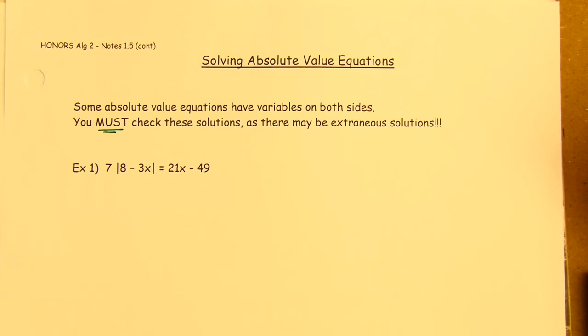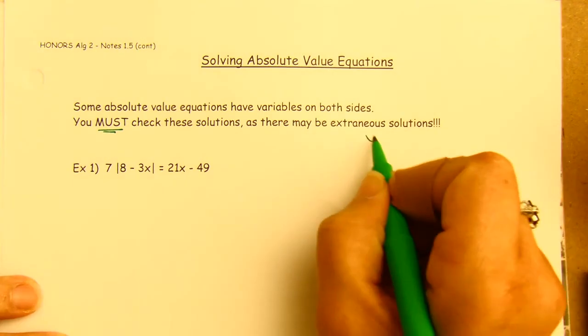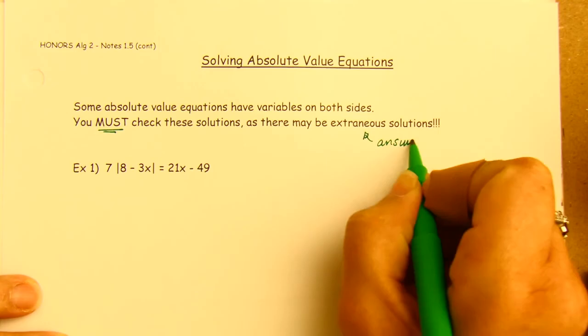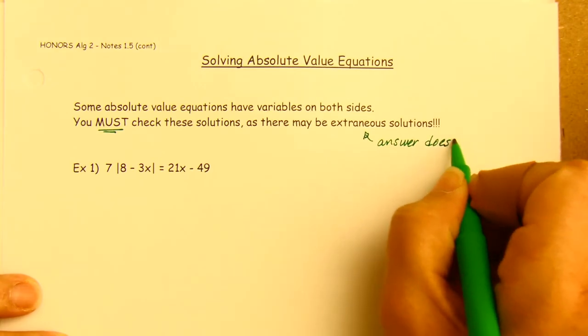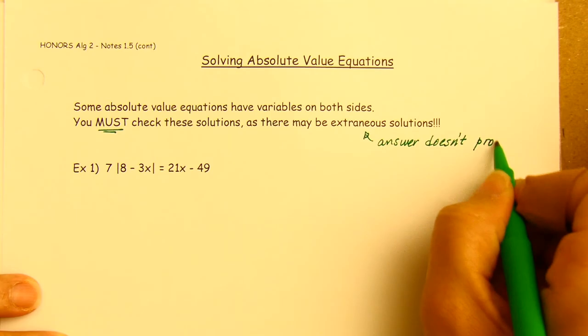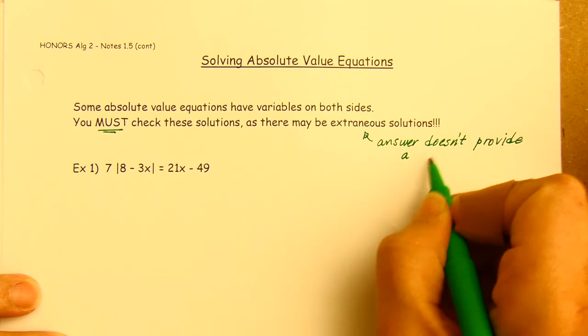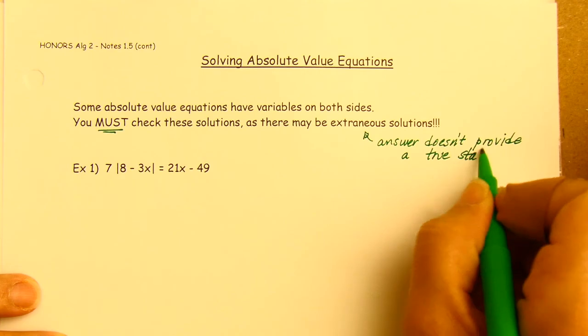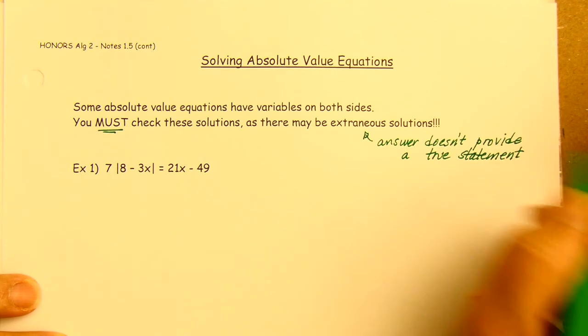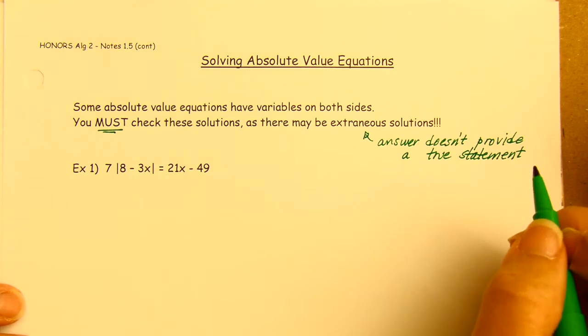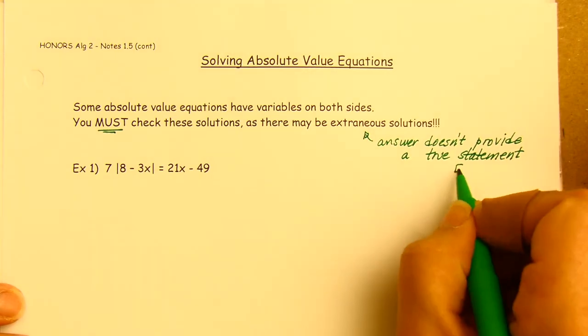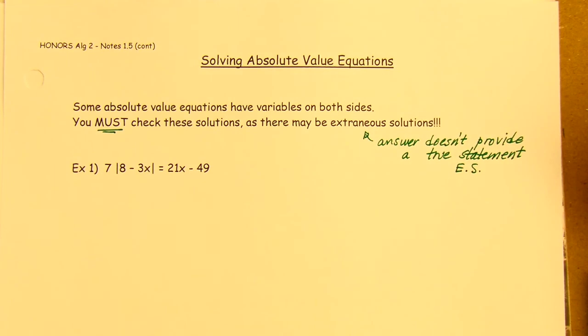So an extraneous solution really just simply means you solve it, you get an answer for x, but when you check it, the answer for x does not provide a true statement. So we say the solution is extraneous. And typically what I have students do is just label that solution as ES for an extraneous solution.